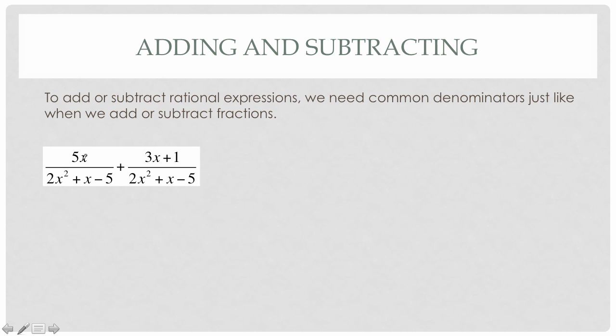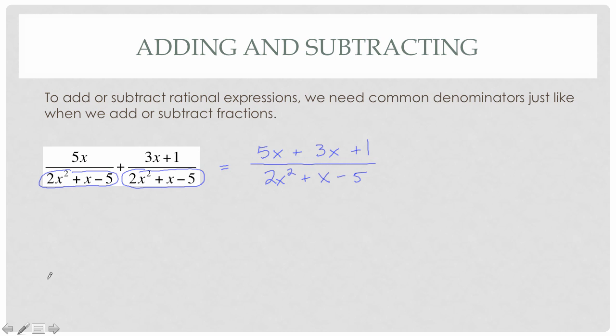So let's look at this here. We've got 5x over 2x squared plus x minus 5, plus 3x plus 1 over 2x squared plus x minus 5. We already have common denominators here. So this is all set up to say, okay, that becomes 5x plus 3x plus 1 over 2x squared plus x minus 5. I can just add the numerators together, and then we've added them together.